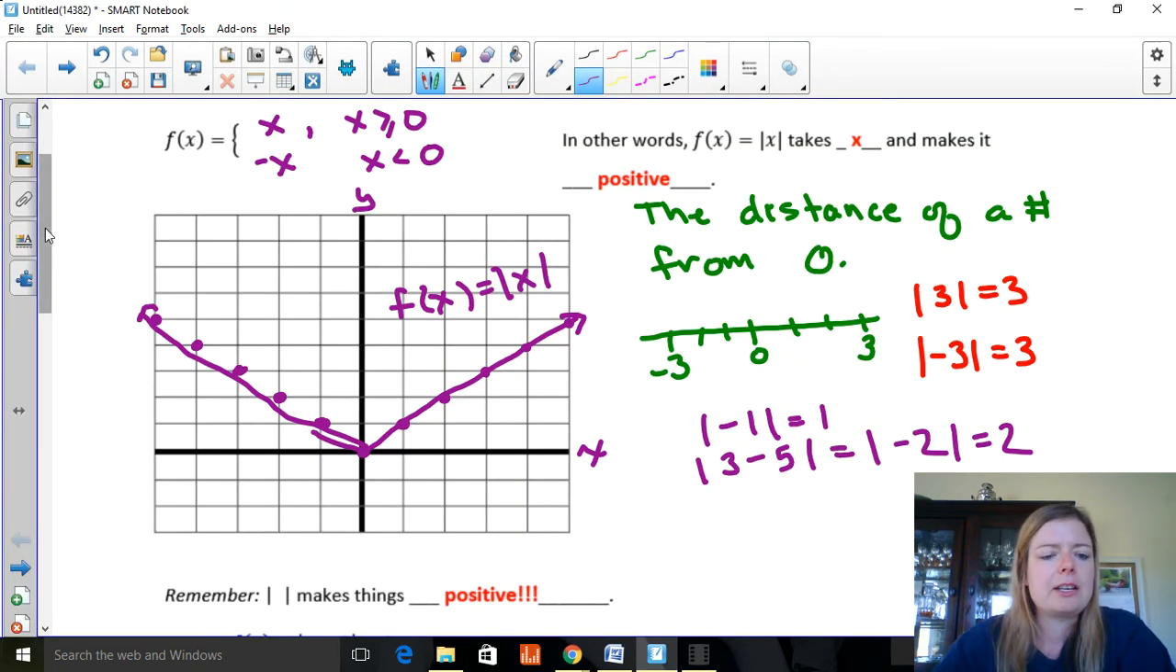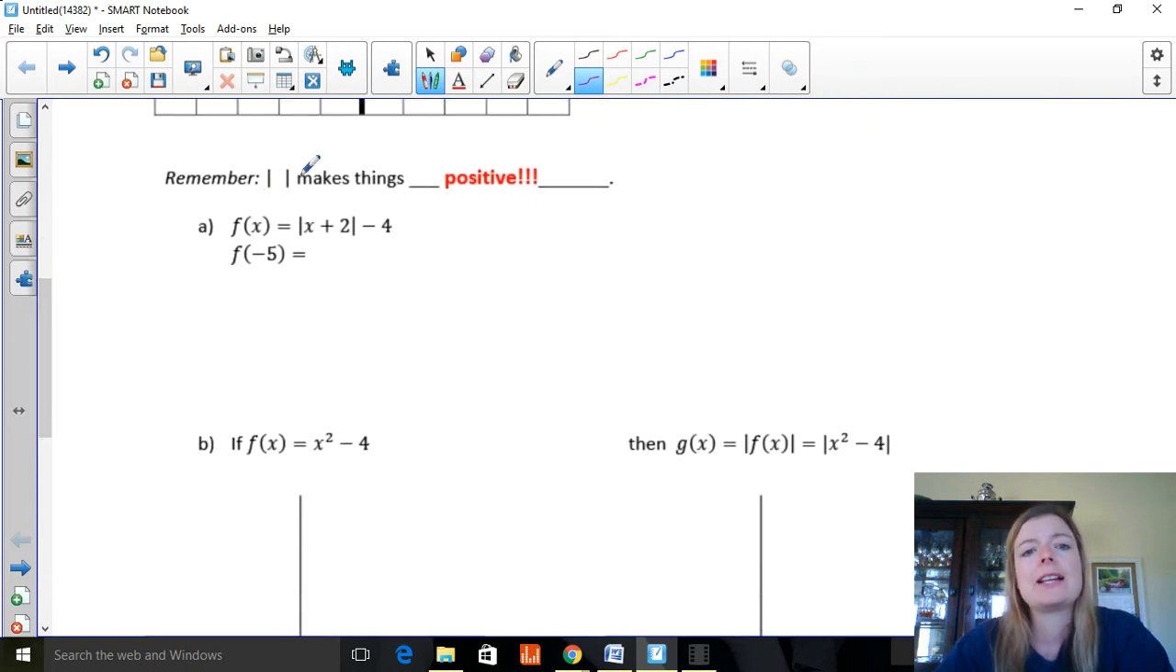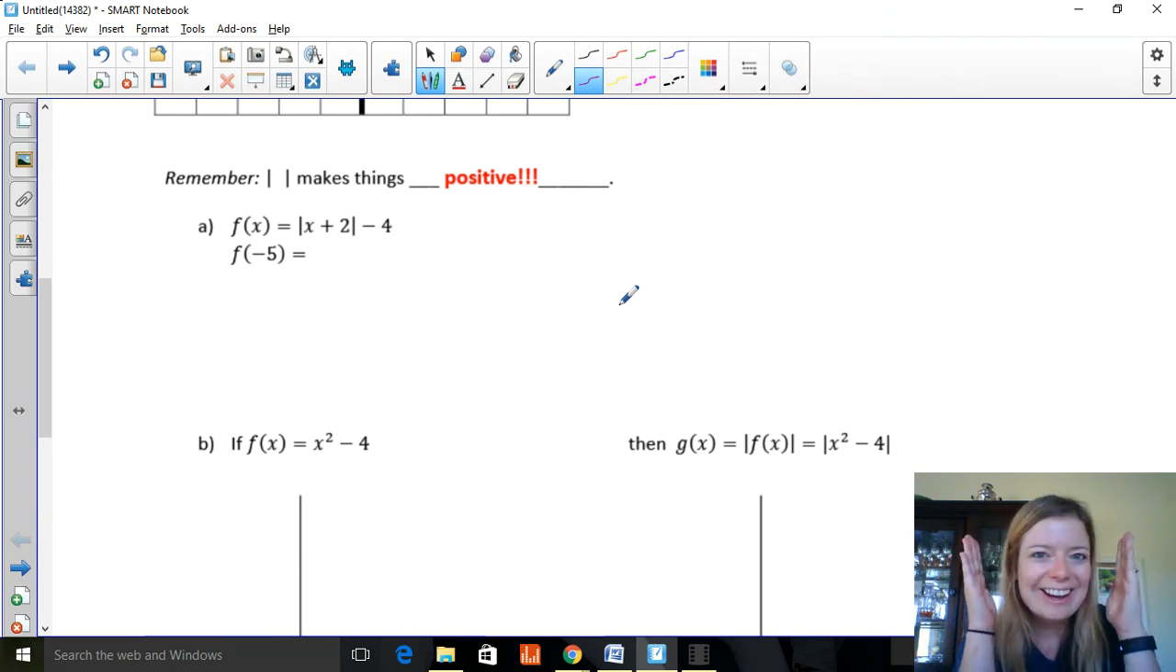Okay, so if we continue here with the note, remember, these two vertical lines just make something positive. So when you're having a bad day, all you got to do is this, and there you go.